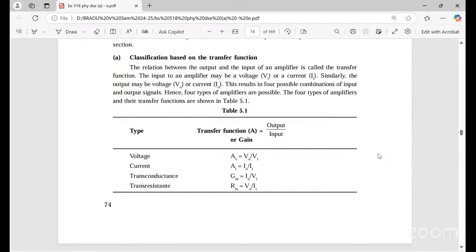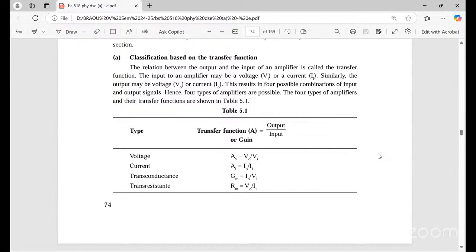The input to an amplifier may be Vi, the input voltage, or else the input current Ii. Similarly, the output voltage may be V0 and the output current I0. So there are 4 possible combinations of input and output signals. Hence 4 types of amplifiers are possible.